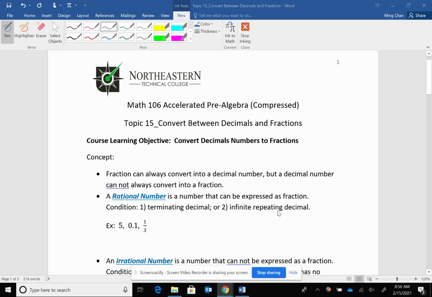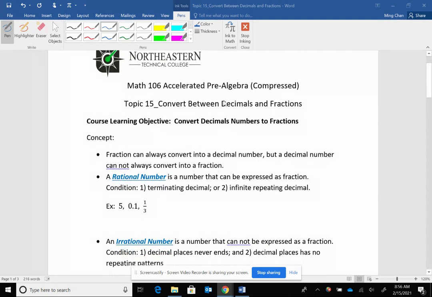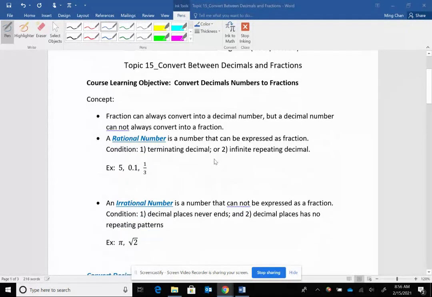Hey everyone, welcome to topic number 15, convert between decimals and fractions. So let's take a look at how we're going to convert between decimals and fractions. The first thing we want to do is convert decimals into a fraction.